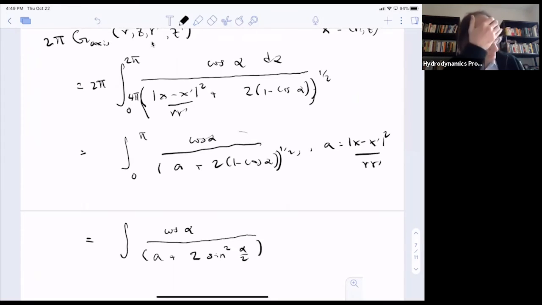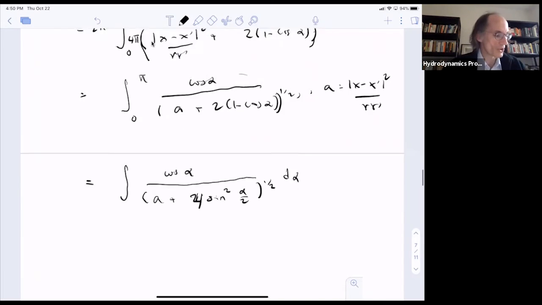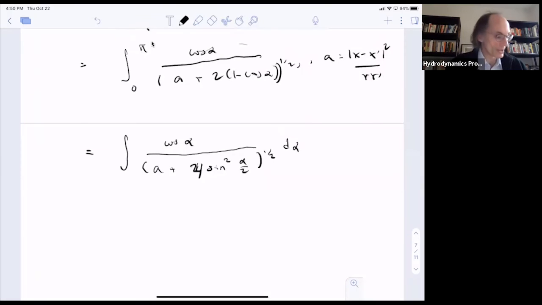Is that right? 1 minus cosine alpha is... I think this is 4. Someone correct me if I'm wrong. Okay, good. And so what I'll do now is I'll just split this into 2 pieces.